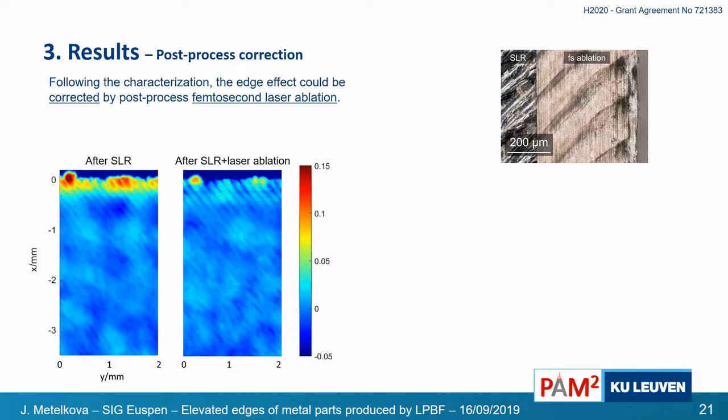And the last part concerns the post-process correction. So you can see that this way, from this quite high height of the edges, we could reduce the height to close to the middle plane.